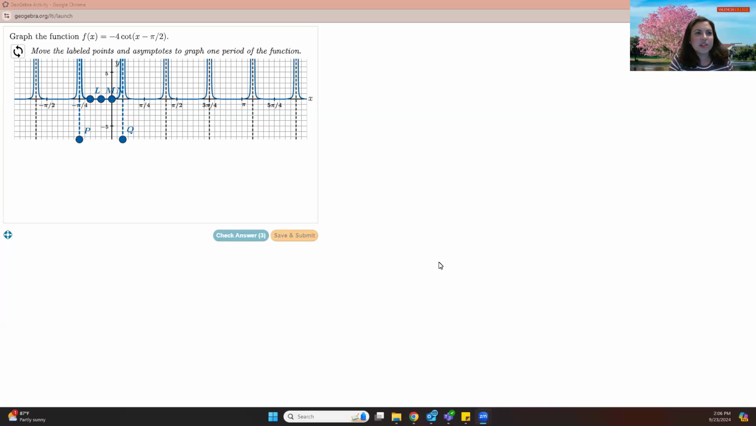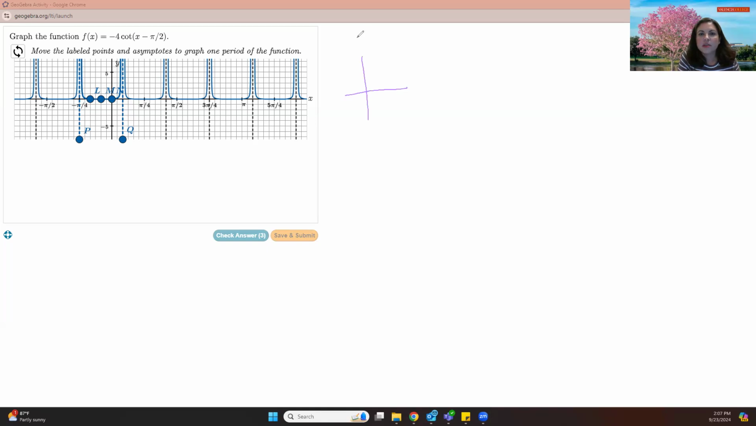Hi, in this video, I'm going to show how to graph this cotangent graph from the GeoGebra activity that's in Pearson's MathLab and Mastering. So when we're graphing a problem like this, the first thing I advise my students is to think about what the basic graph of cotangent is supposed to look like.